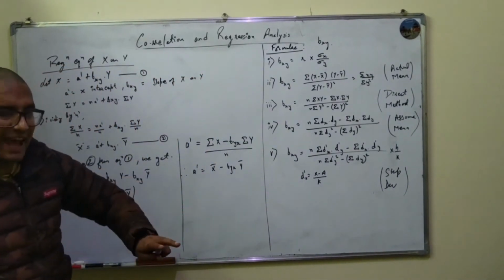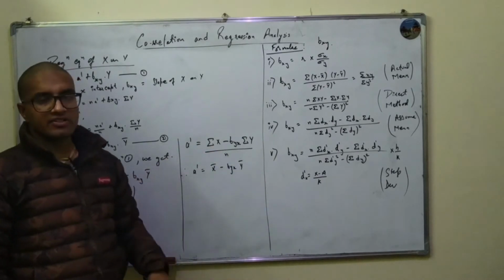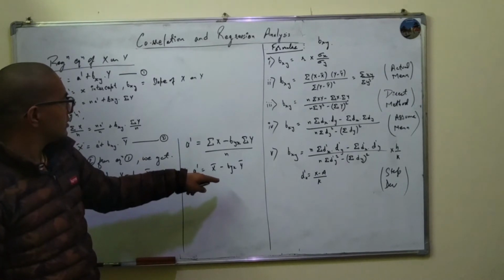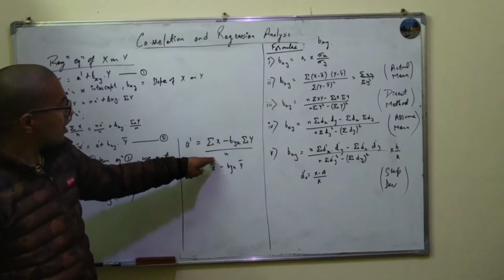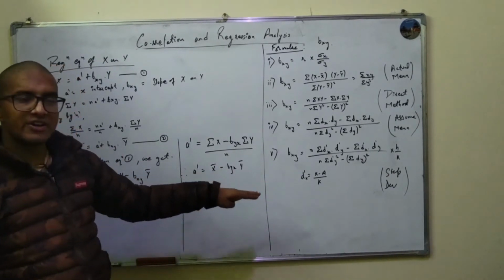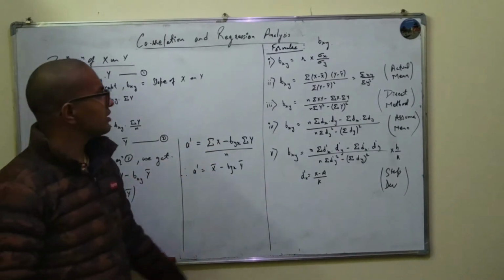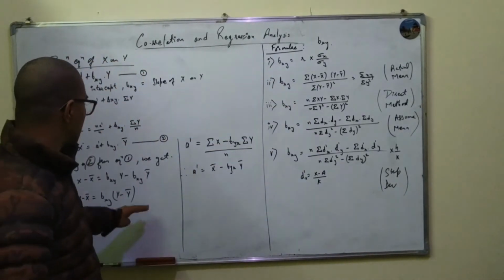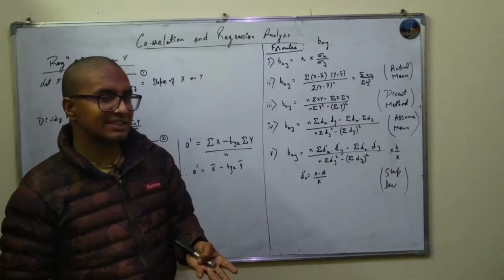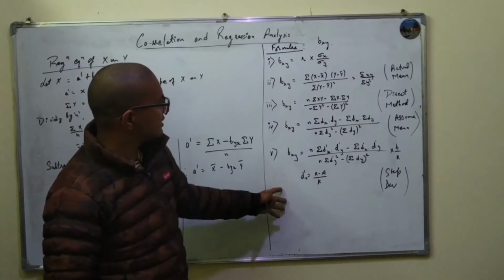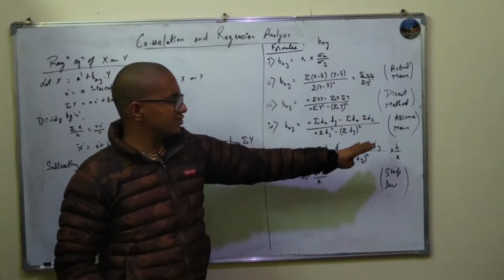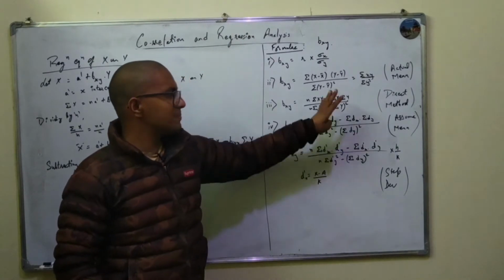So a can be computed as summation x upon n minus slope times summation y upon n. This can be written as x bar minus slope times y bar. The other formulas that you can use to calculate bxy, or the slope, are all the formulas we have already discussed earlier. Everything is basically the same. You could use the actual mean method, direct method, assumed mean method, or step deviation method, whichever method you prefer.